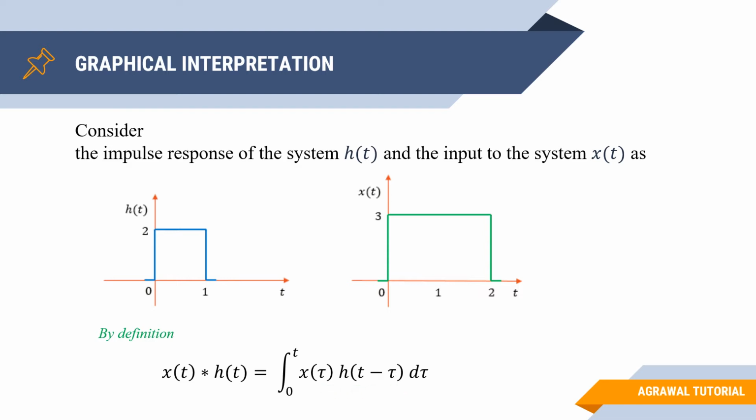Okay, so let us find it. The first step is to convert the variable from t to tau. And do you know why we do this? In order to avoid any confusion between the integral variable and the limits. So, let us replace the variable t by the variable tau in the functions h(t) and x(t).